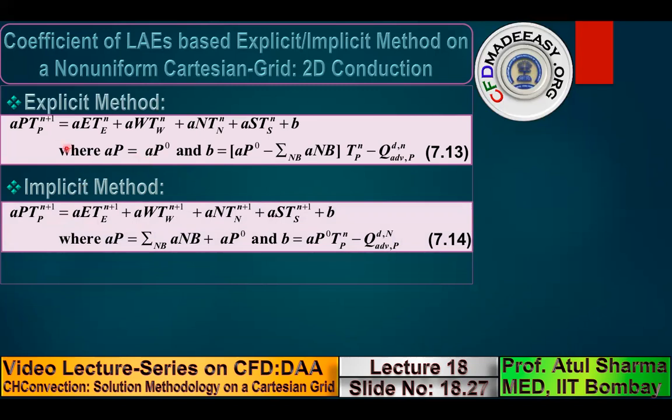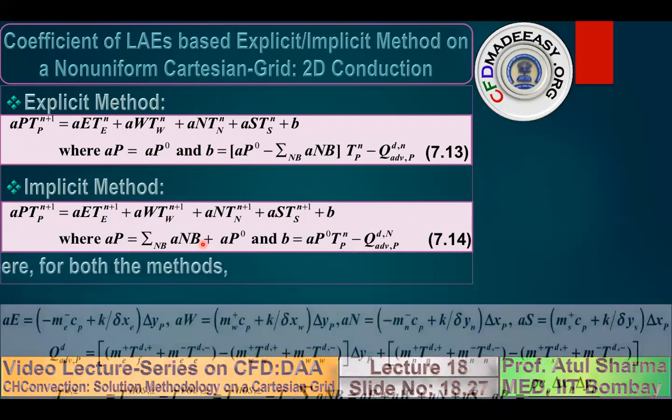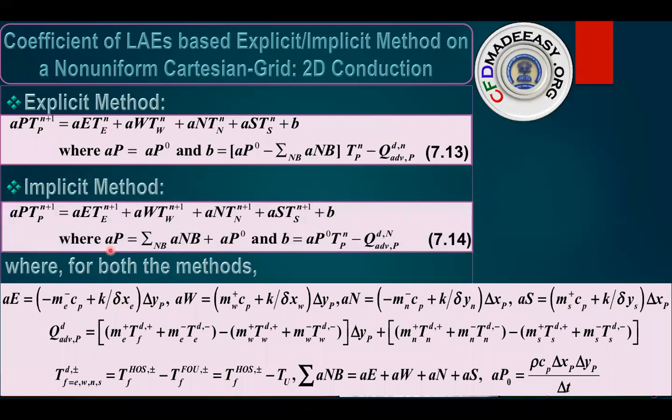And here again, note that in an explicit method, whichever temperatures have a superscript n are from the previous time step. So on the right hand side, all the temperatures are from the previous time step, and you can obtain the single unknown from here. Whereas in an implicit method, you have a system of linear algebraic equations, a coupled system, which you have to solve iteratively. I've shown you the derivation in the previous lecture.